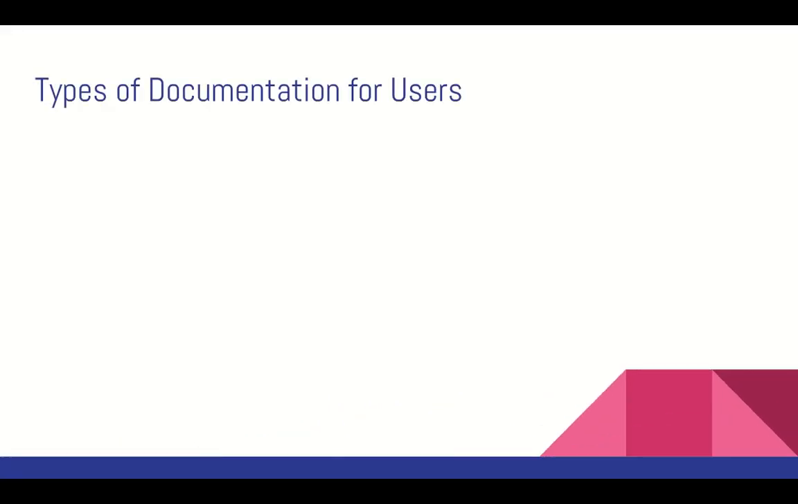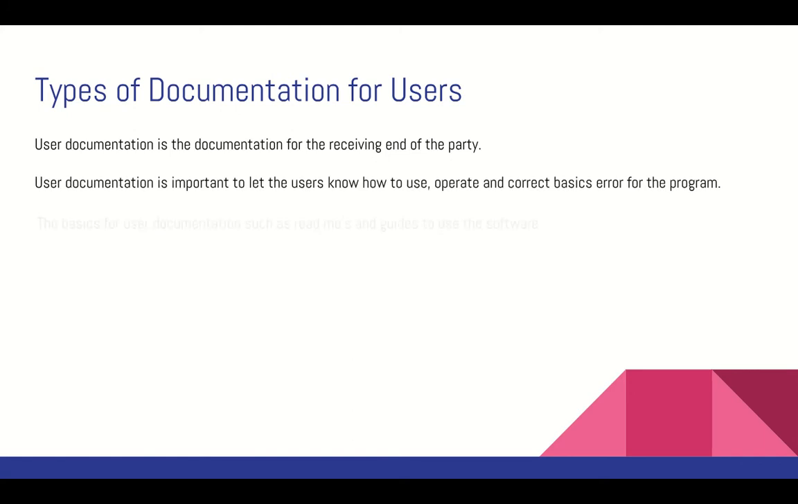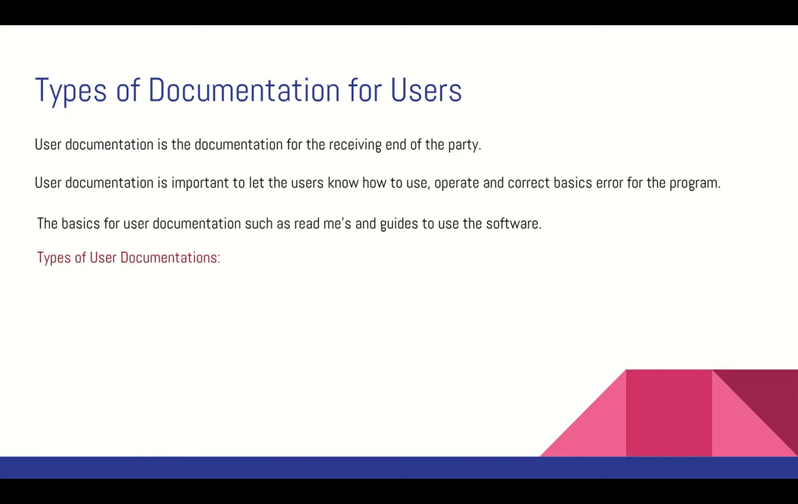Types of documentation for users. Documentation for users is to allow for the customers of your product to understand what they need to do. It ensures that anybody who uses your product will be able to operate it properly. Types of user documentations.